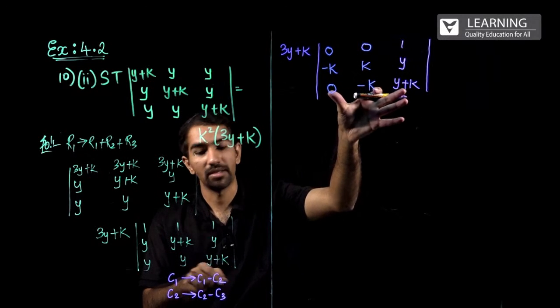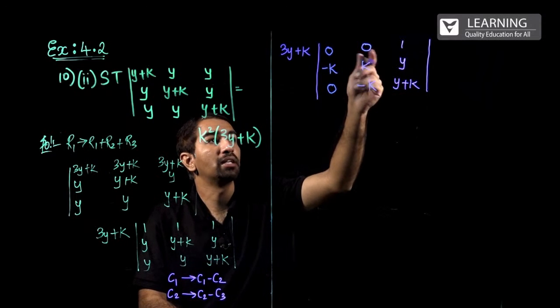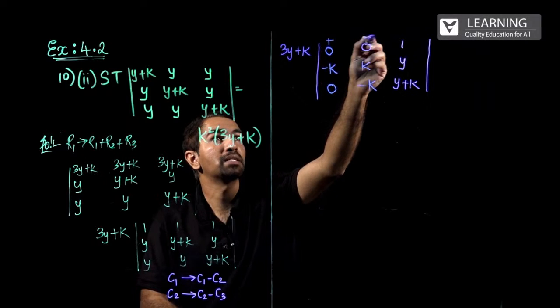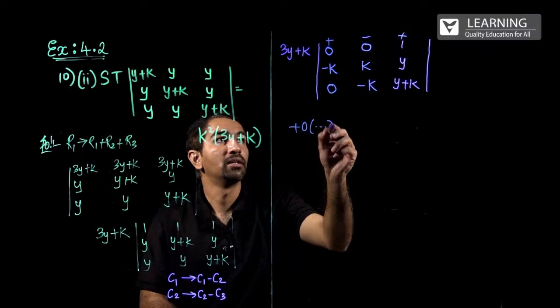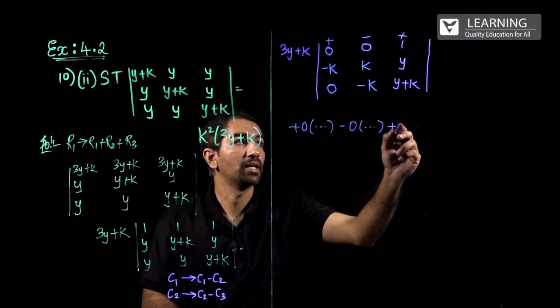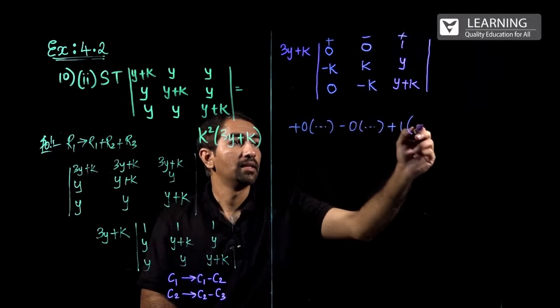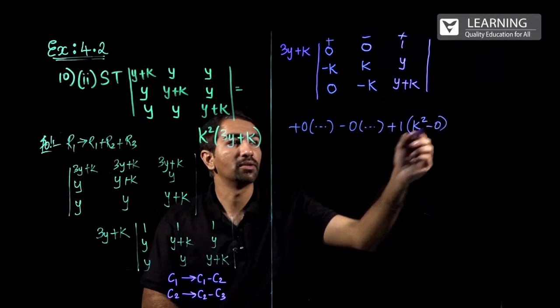So this is what we got. C1 minus C2, C2 minus C3. Here now again we will take out the determinant. So writing down the cofactors plus, minus and plus. So this is becoming plus 0 of, okay, minus 0 of, that is becoming plus 1 of k square, and this is becoming minus 0.